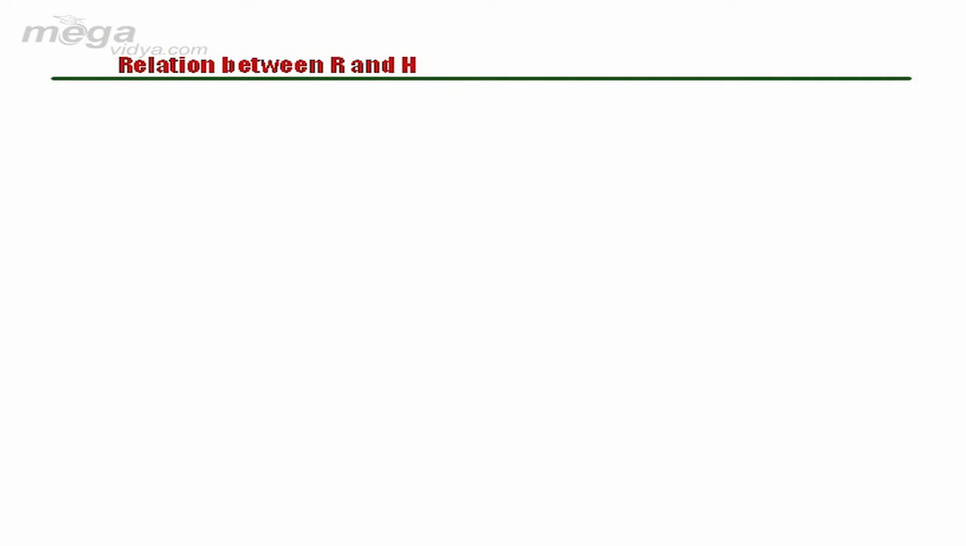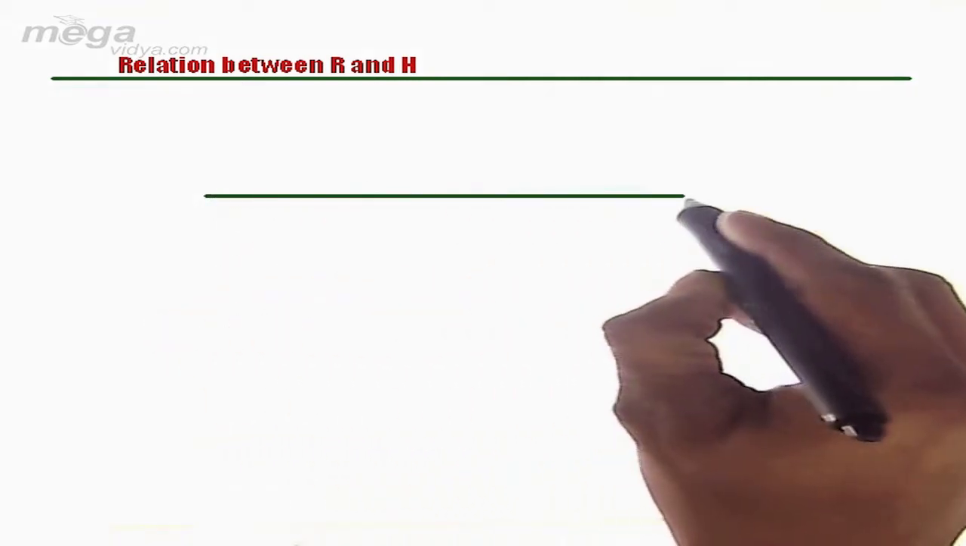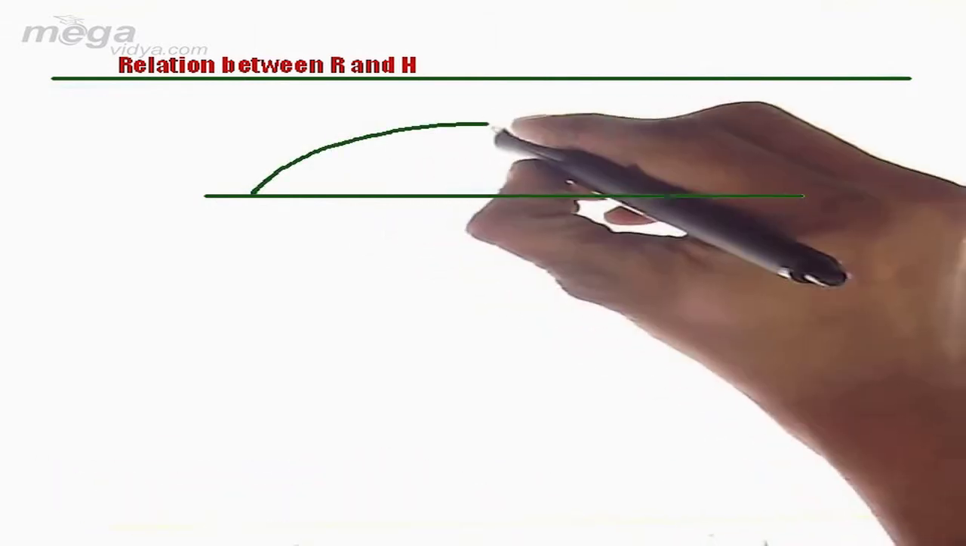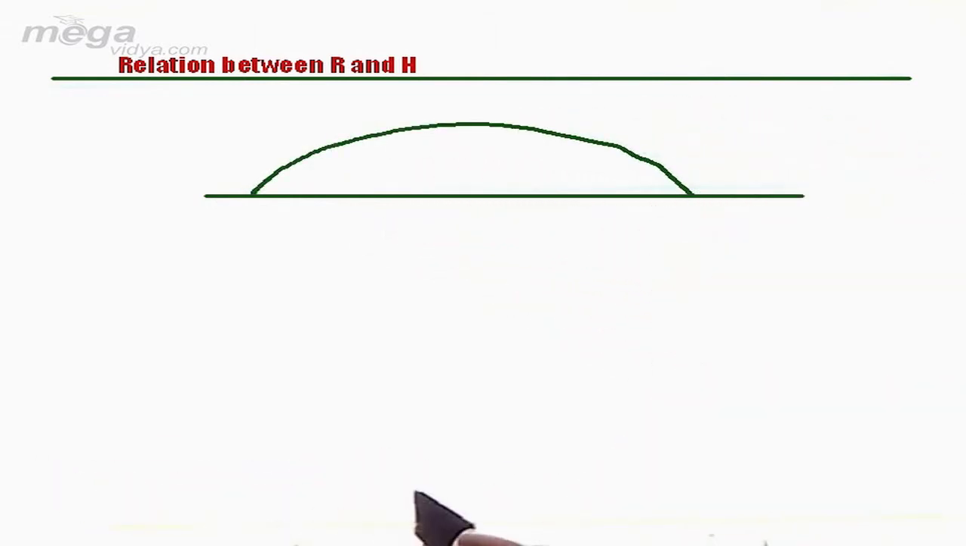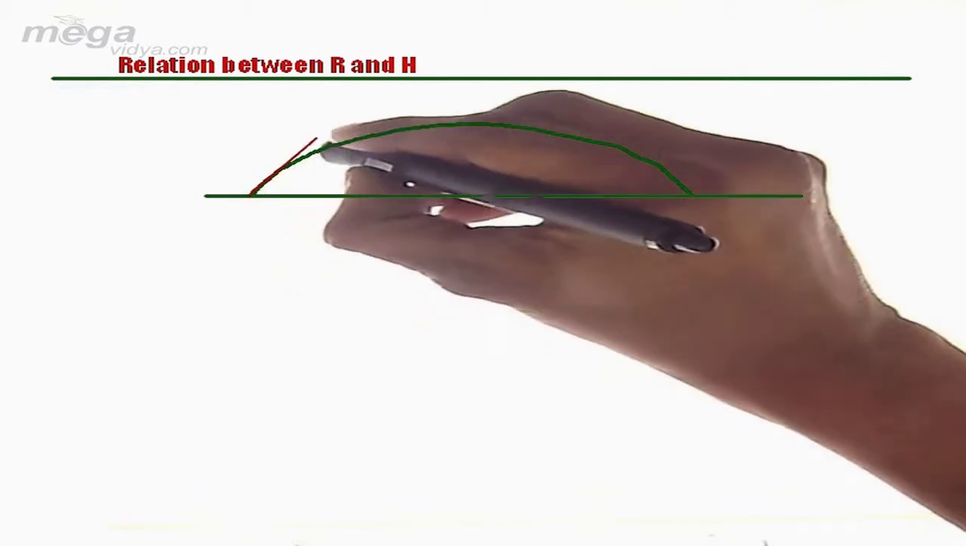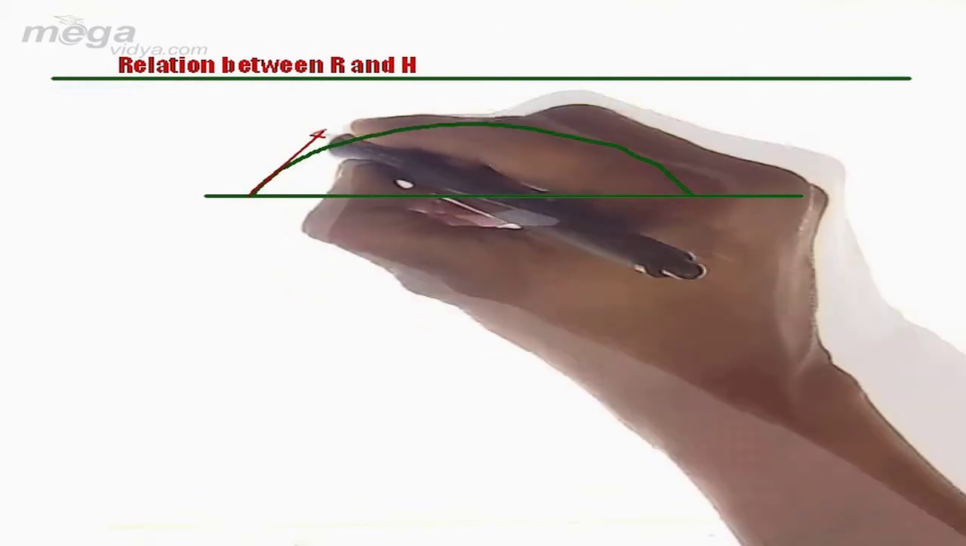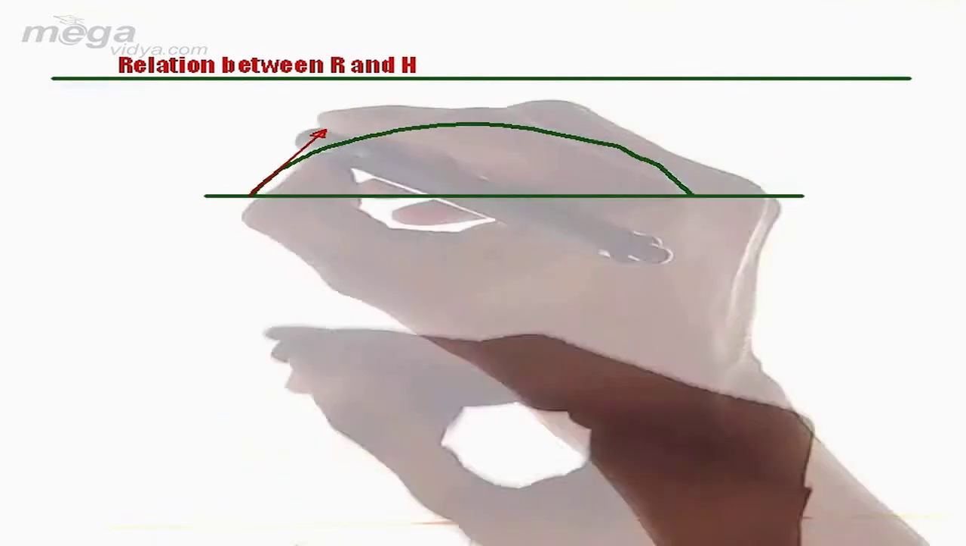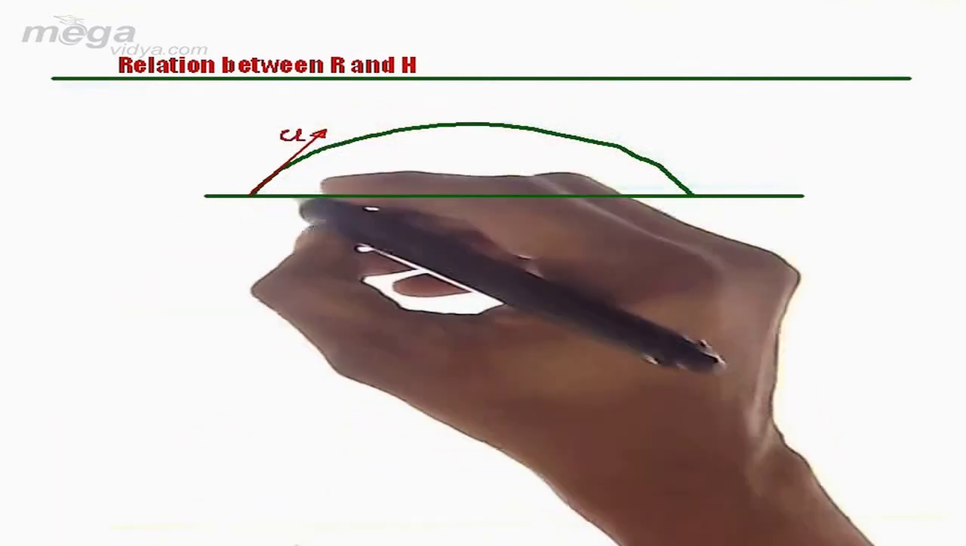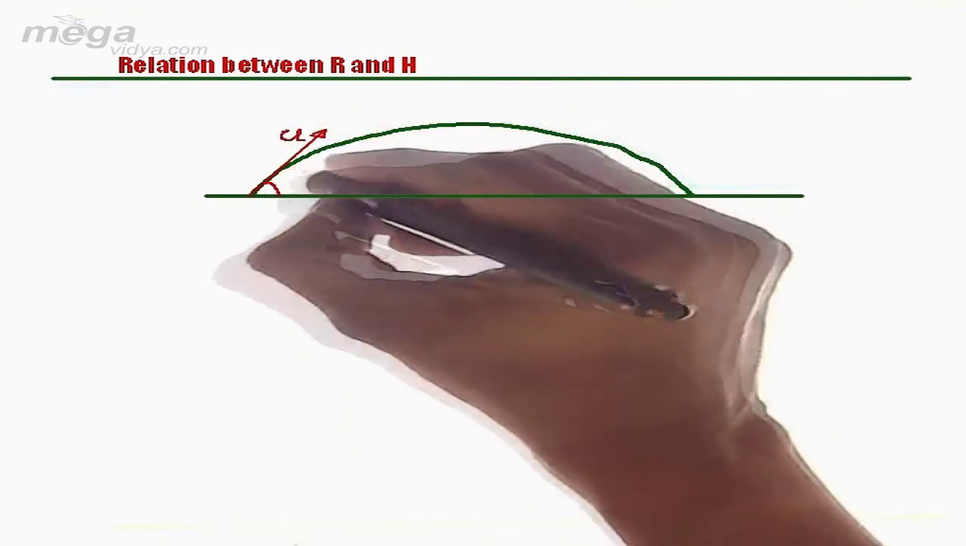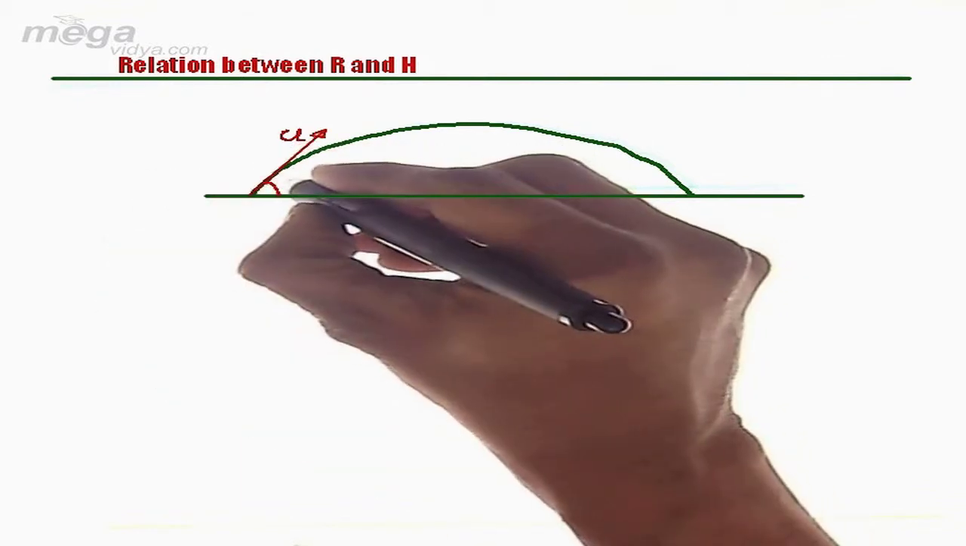Relation between R and H. I know that you have learned the relations for R and for H individually. For example, let us consider a projectile thrown from the ground with a certain velocity at an angle with the horizontal. This is the initial velocity of this projectile, say it is u, and the angle with the ground, which is also called the angle of projection, is say theta.